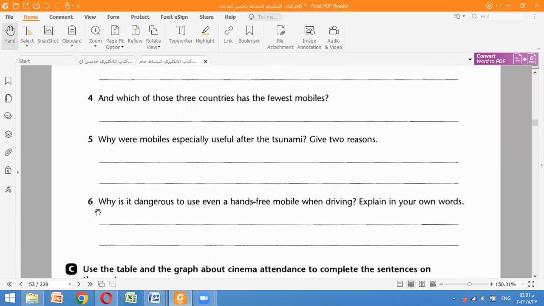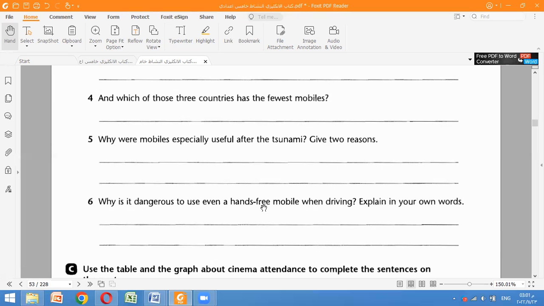The last question is why is it dangerous to use even a hands-free mobile when driving? Also explain in your own words. Why do you think it is dangerous to use even hands-free mobiles?